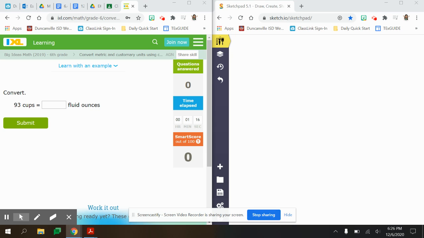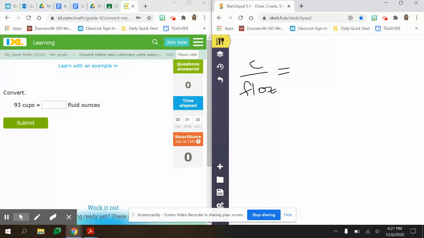In this video, I'm going to show you how to convert units, so changing from one thing to another. You're going to need to make sure you have your STAAR reference sheet for this. In this example, I've got 93 cups and I'm looking for blank fluid ounces. So I'm talking about cups and fluid ounces.